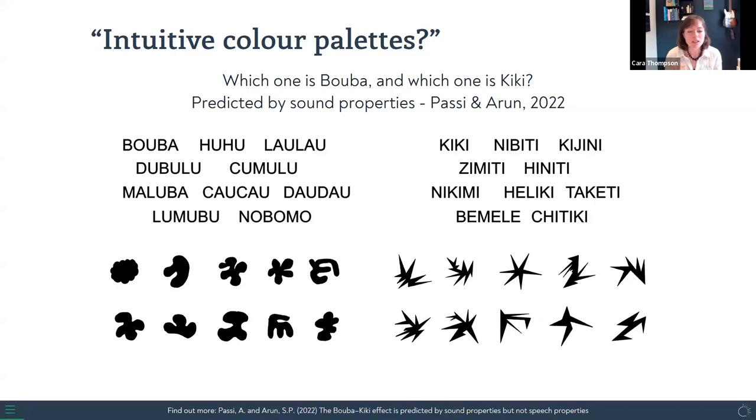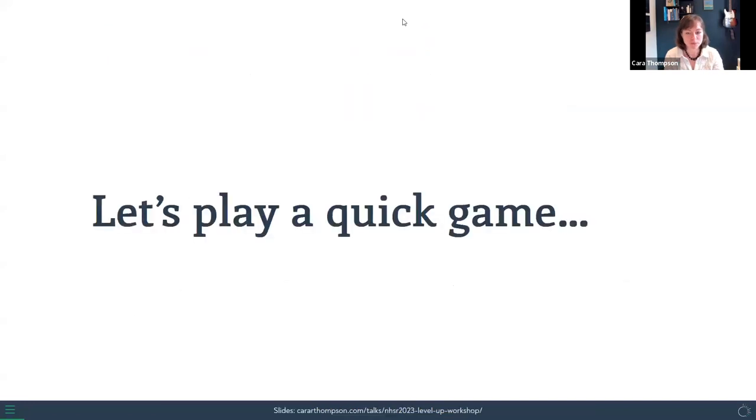People are still trying to figure out exactly what drives the phenomenon. But the illustration here is that we do have intuitive associations between sounds and visuals, and I think we can harness some of that in the way that we create our plots, so that we can figure out what visuals we can create that resonate well with the content that they're representing. So to illustrate this, we're going to play a quick game.